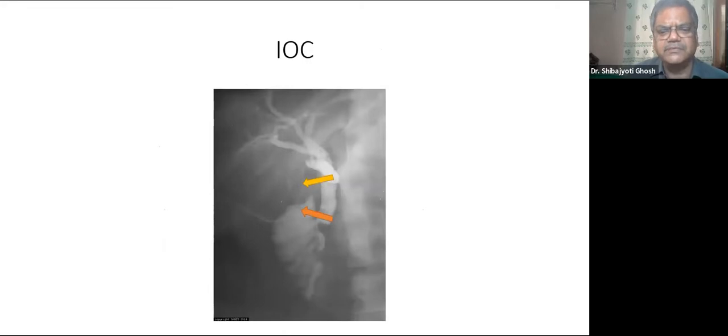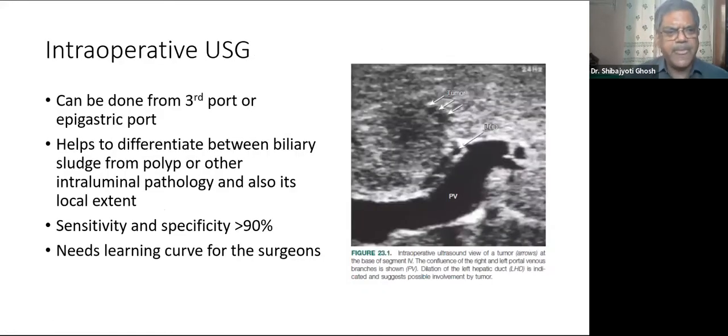So these are a few pictures of intraoperative cholangiography. You can see here there is a filling defect. So there are stones in the common bile duct detected during intraoperative cholangiography.